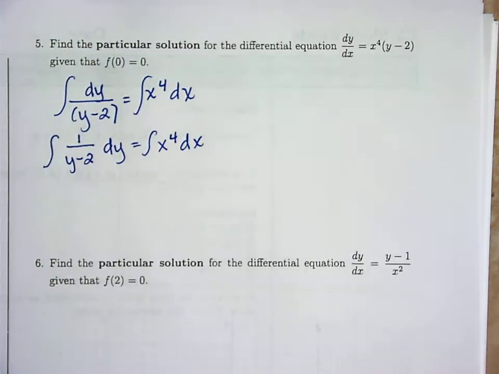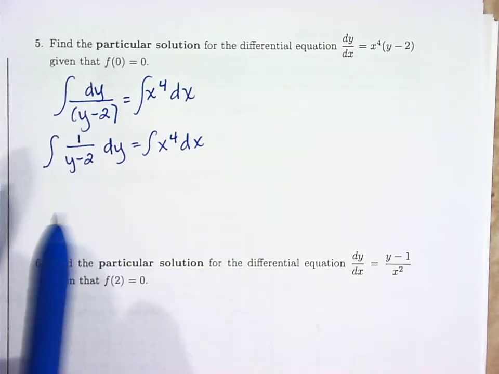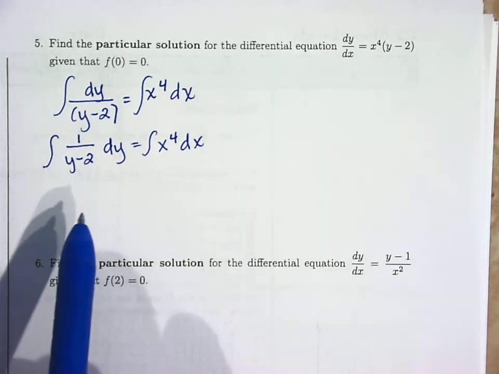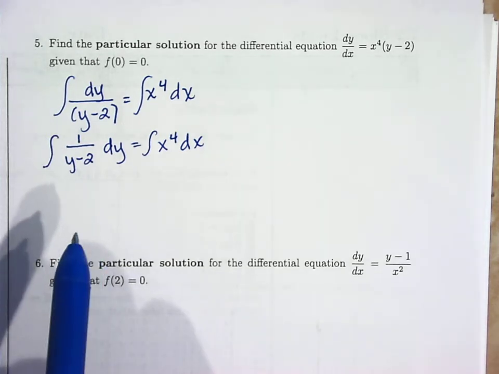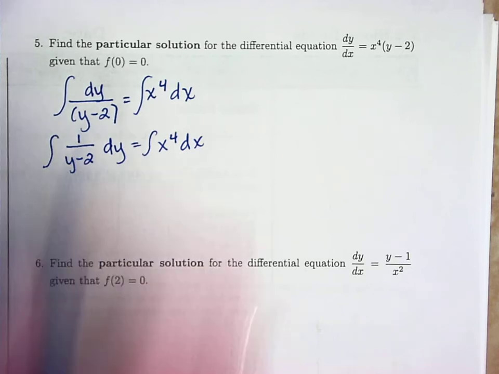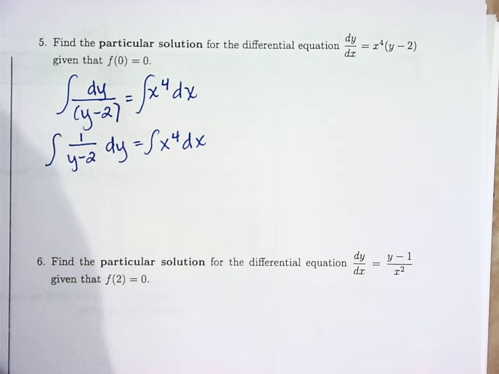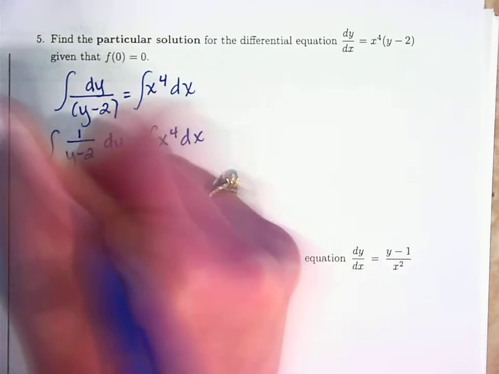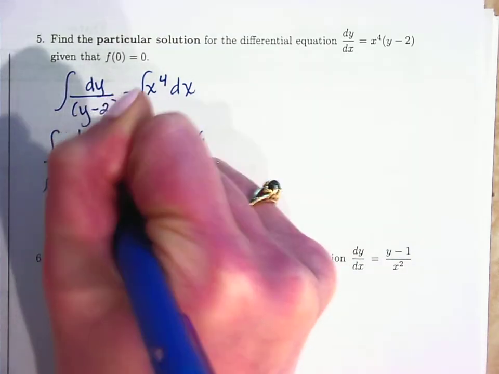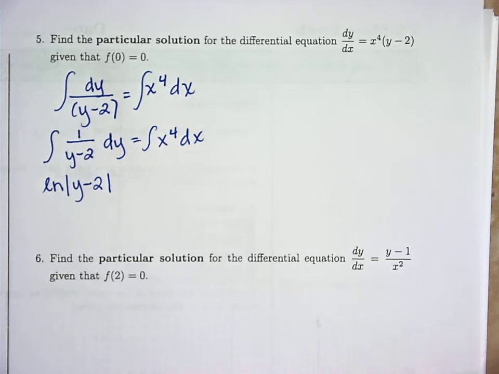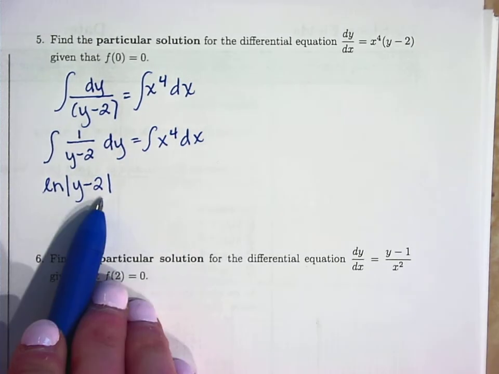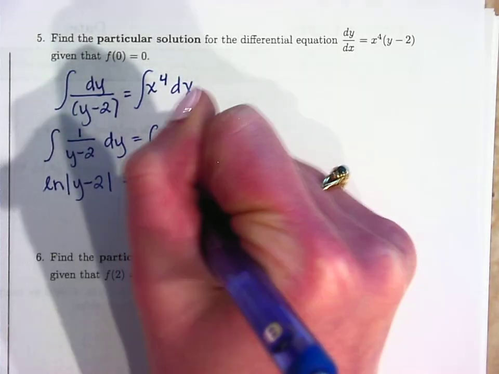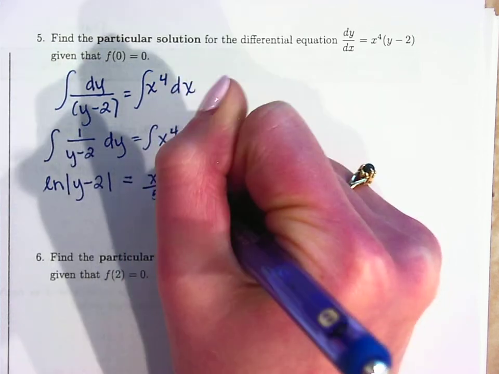Okay. This is one of those times where reverse power rule does not work. But think to yourself, what do I have to take the derivative of in order to get 1 over y minus 2? After you give it some thought, you should be able to see that the integral of 1 over y minus 2 is equivalent to ln of the absolute value, don't forget about those, absolute value of y minus 2, plus some constant c. Okay, so ln of absolute value of y minus 2, that's our left-hand side. On the right-hand side, we can use reverse power rule, so x to the 5th over 5 plus c.